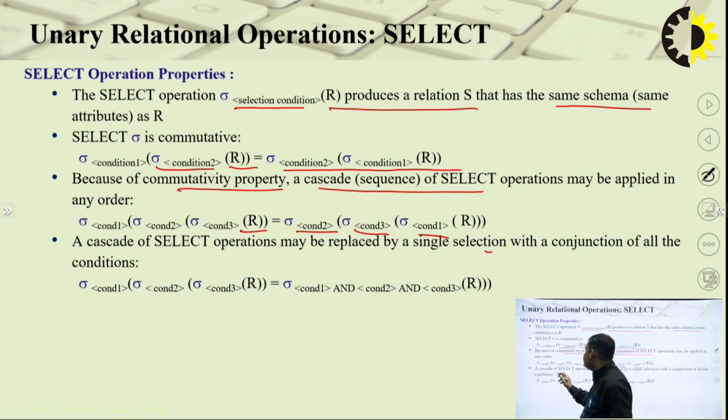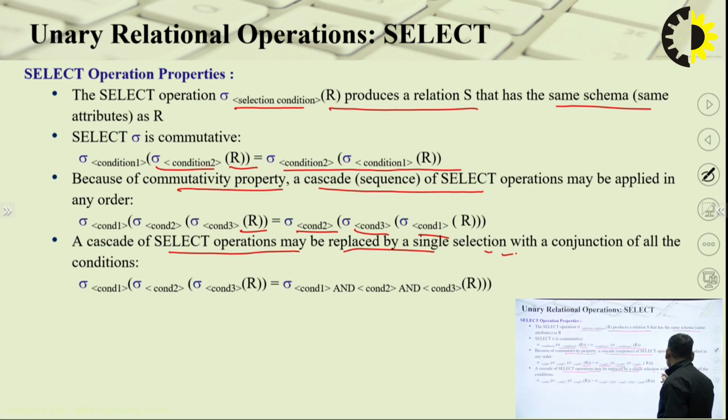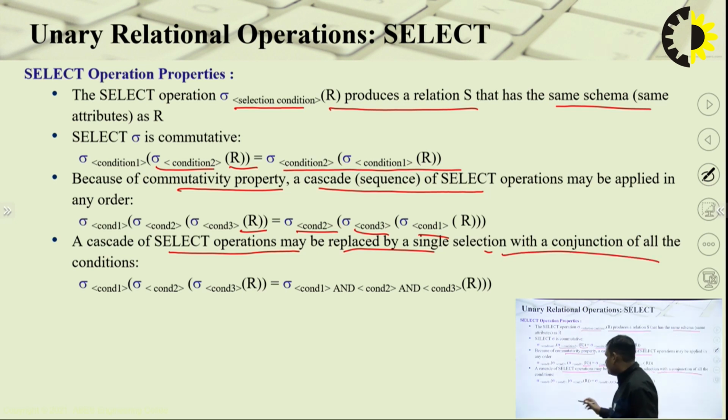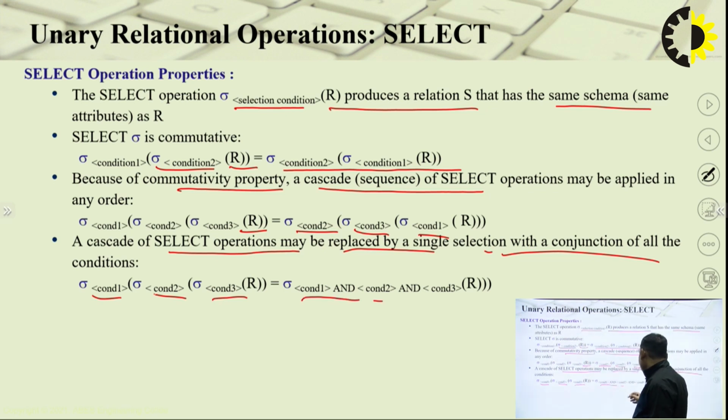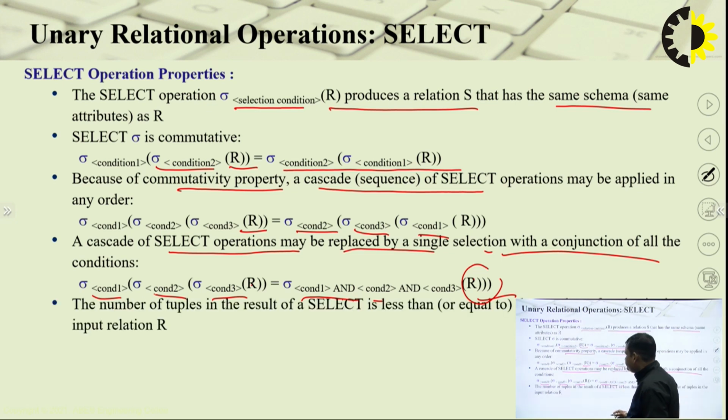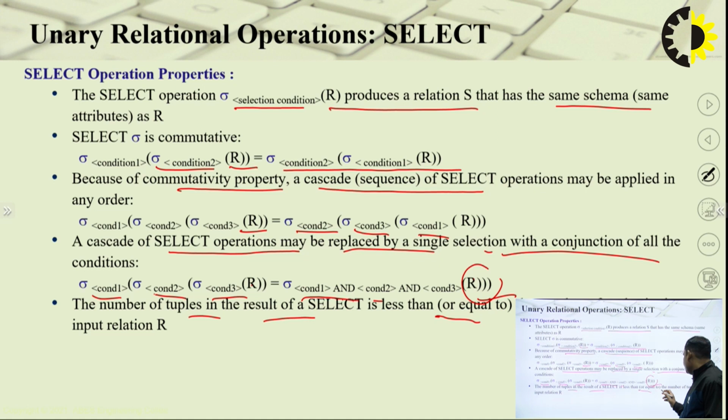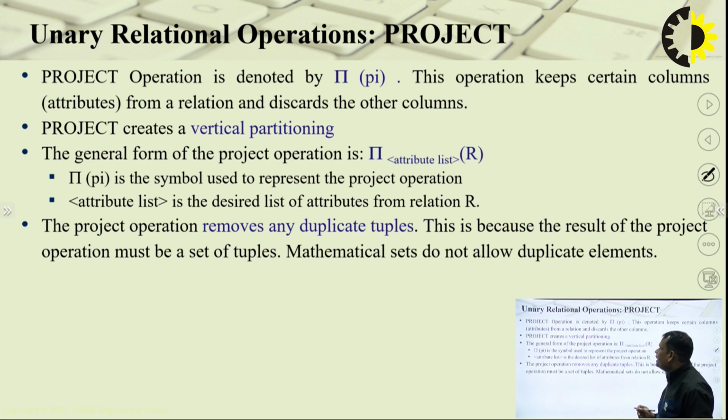The fourth property is cascade selection: a cascade of selection operations can be replaced by a single selection. Condition 1, condition 2, and condition 3 on the left side equal condition 1 and condition 2 and condition 3 on the right side, and both table names are the same. The fifth property: the number of tuples in the result is less than or equal to the number of tuples in the input relation R. The other unary operation is the projection operation.